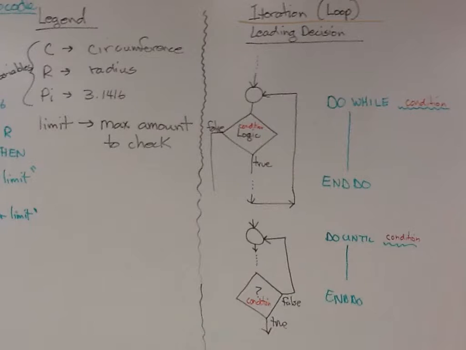Iteration or looping, we have leading decision. Okay, we've got a connector, we come into the connector, we come into the box. In between here, no processes. No processes. You shouldn't have any boxes in between there. Okay, then down here you have all your work, and then you can loop back up and do it again. It'll keep looping as long as your condition is true.